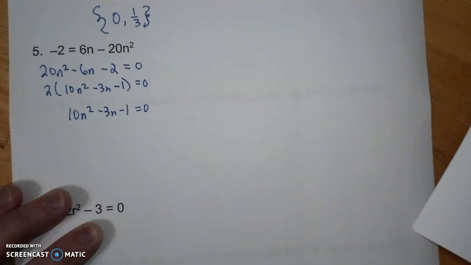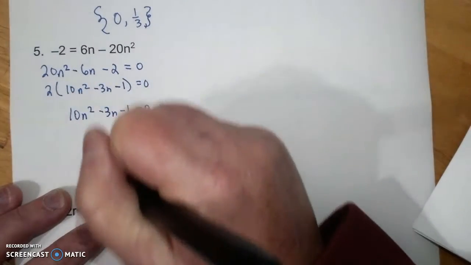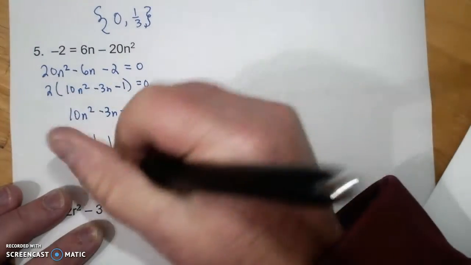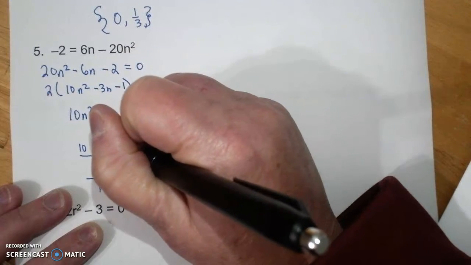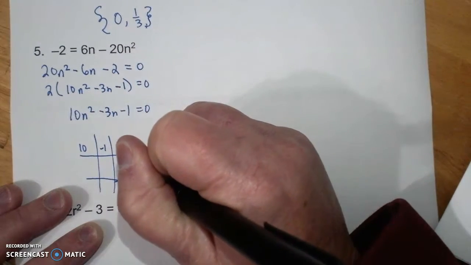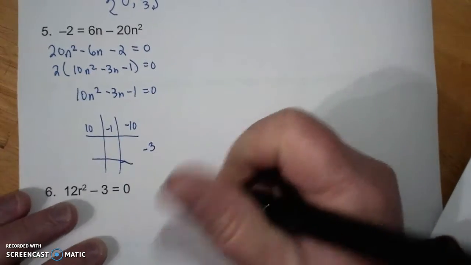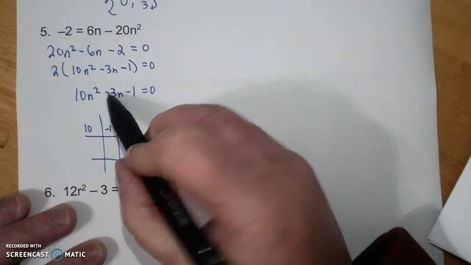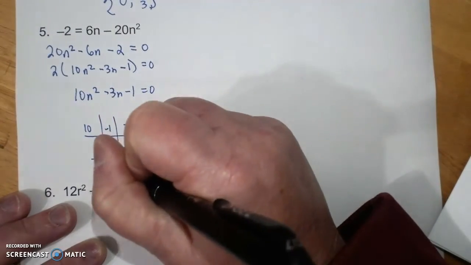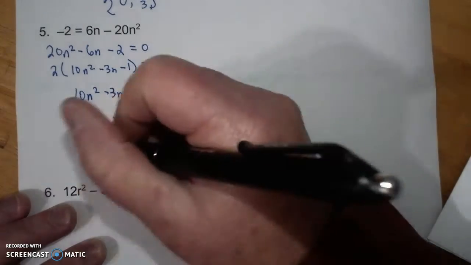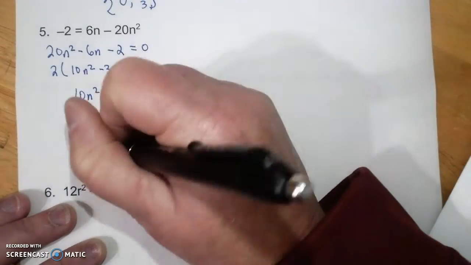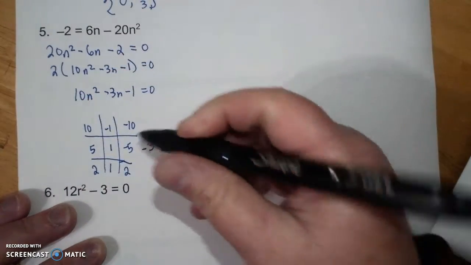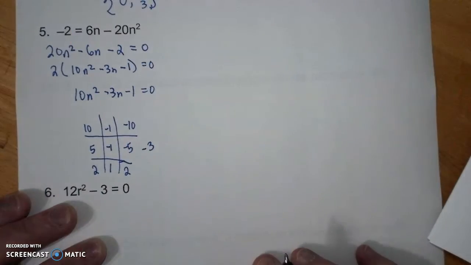And now we're back to a quadratic. And we're back to ABCs, or tic-tac-toe, sorry. 10, negative 1, negative 10, to get to negative 3. The sign of the bigger one, so that's negative 5 and 2. That's 1 and 2 and 5, and that's the negative.